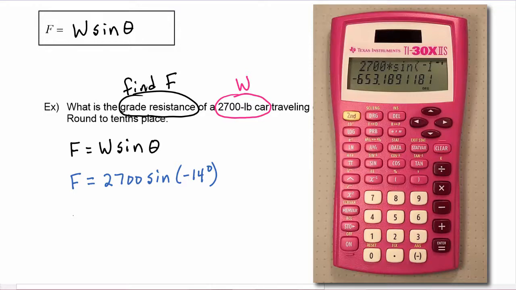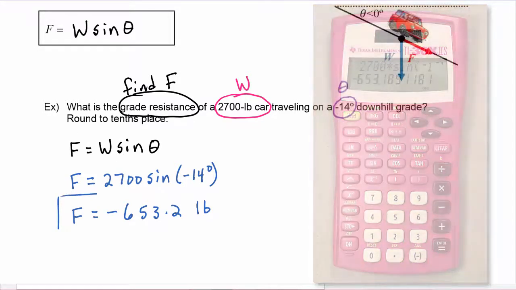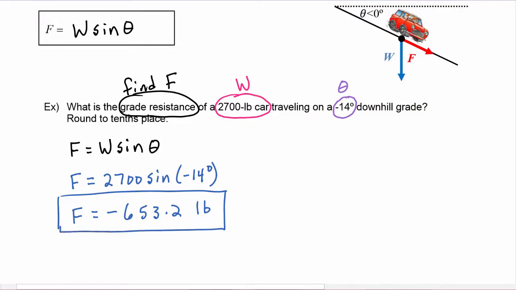And rounding to the tenths place, we see that F will be negative 653.2, and our units will be the same units as W, which are pounds. And you notice that because the car is traveling downhill, F is negative.